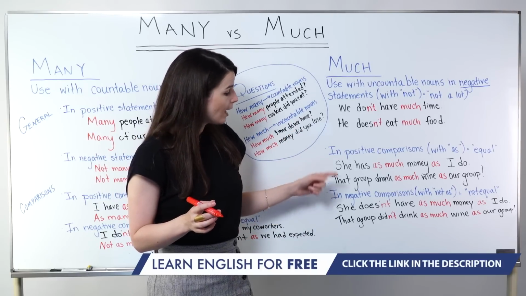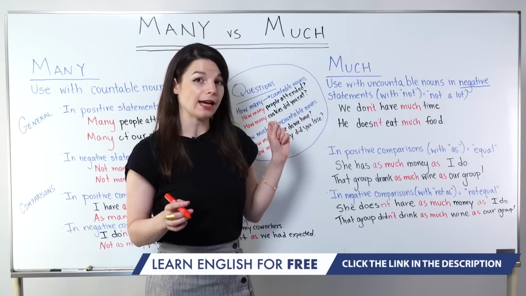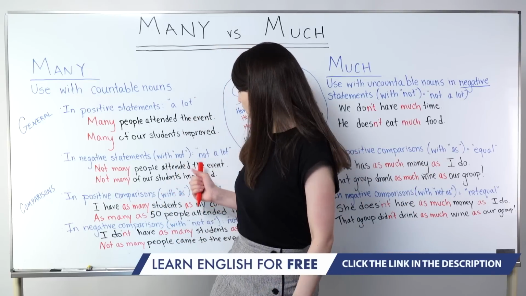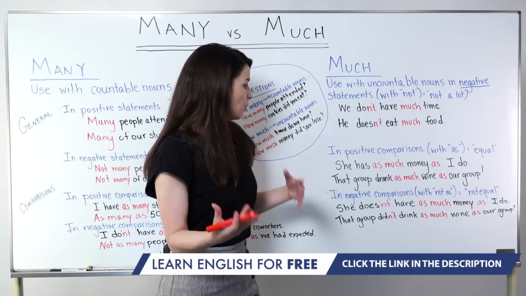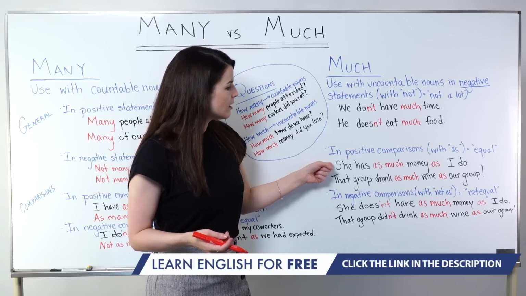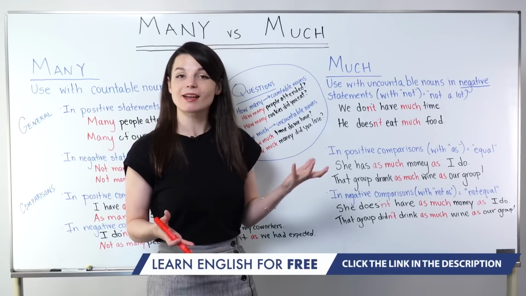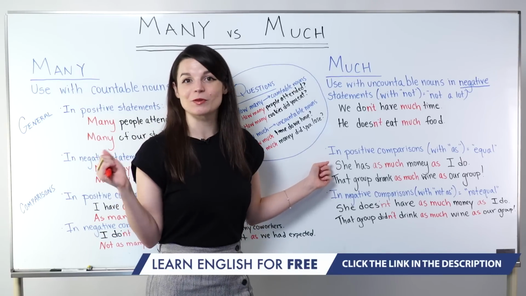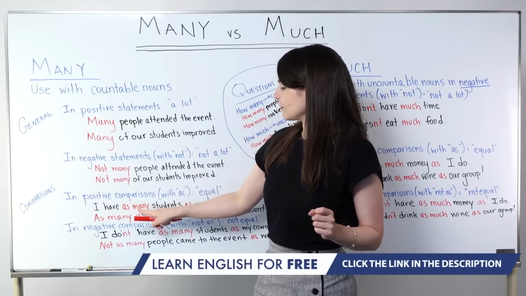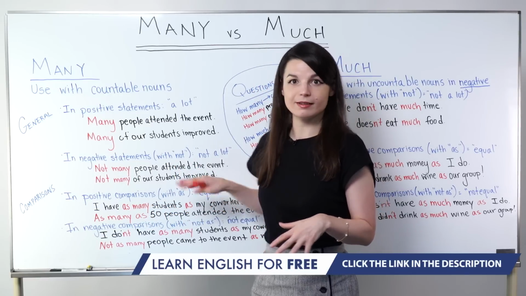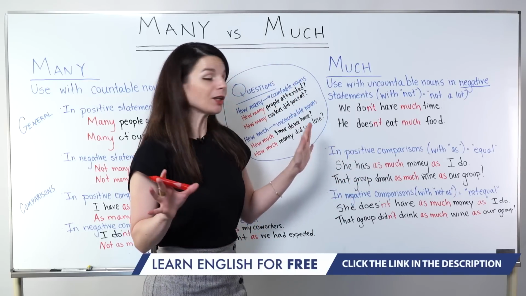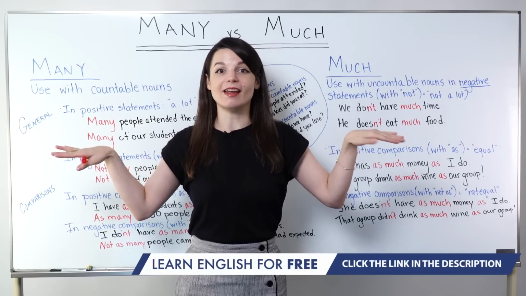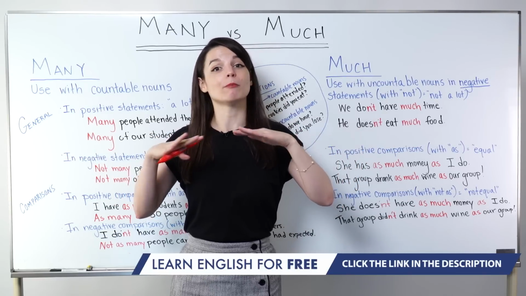Okay, we can, however, use much in both positive and negative comparisons, and it has the same meaning as we practiced with many. So let's take a look at our example sentences. First, she has as much money as I do. So this looks very similar to the many pattern. So this is as many, noun, as something else. Same pattern here. She has as much money as I do. That means our money levels are the same. So we have the same amount of money.